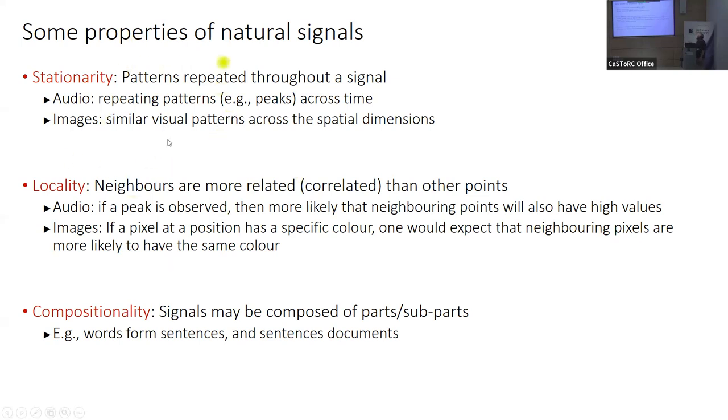Usually in natural signals, there is some sort of stationarity, right? We have repeating patterns and we have similar information in images when the pixels are nearby. We have locality. The neighbors are more correlated than other points. We would expect locality, otherwise machine learning wouldn't work. And signals are usually compositional, right? We have words, we make sentences, from sentences we make documents and so on.